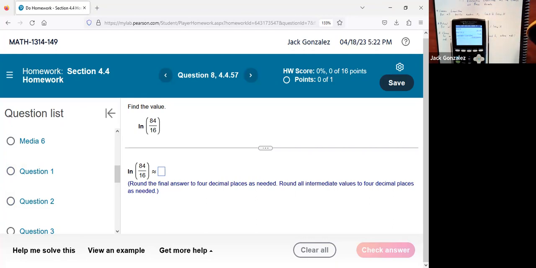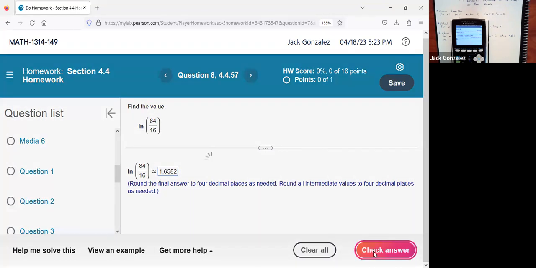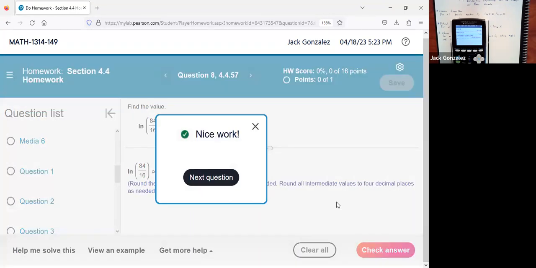ln 8416. Was it 4 to the right and it stayed 2? Yeah, it'd be 1.6582. So 2 on the right, so stay 2. So you would put in 1.6582 and just leave the decimal. Let's try it out. 1.6582. Yeah.